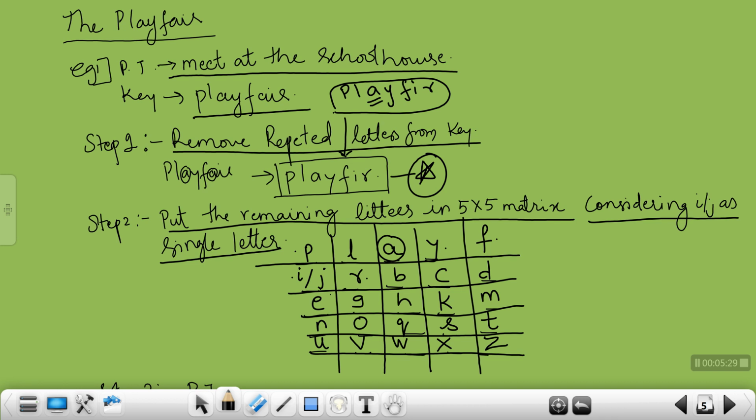Remember, in this example I have taken the key as Playfair. Every time your key won't be Playfair. The key will be different, the example will be different, the plain text will be different. So your step number 2 is nothing but this matrix that you need to enter. This is your 5 by 5 matrix that you need to make. I have already explained how to make this 5 cross 5 matrix considering I, J as a single letter. Initially you have to enter the key inside that and then the remaining alphabets you have to enter.